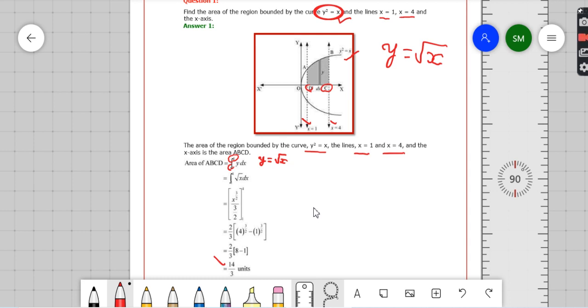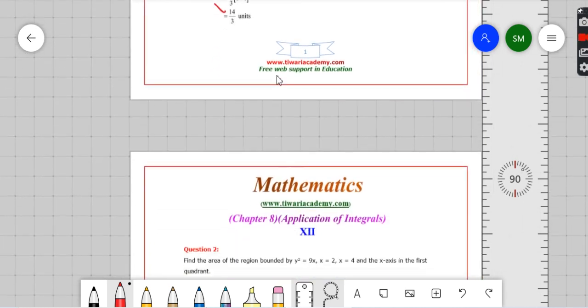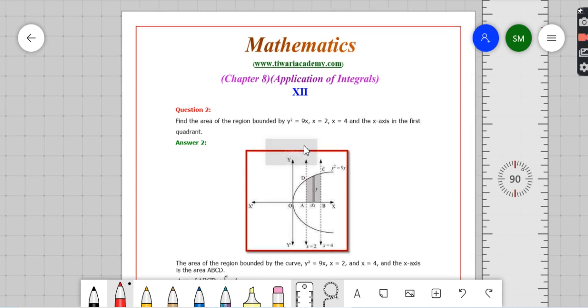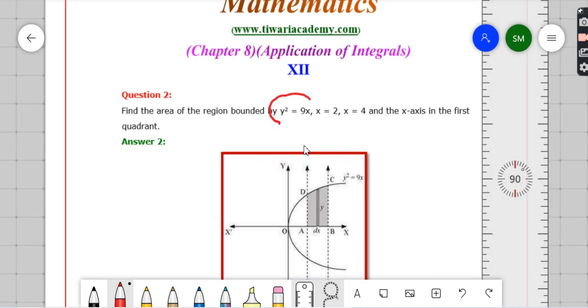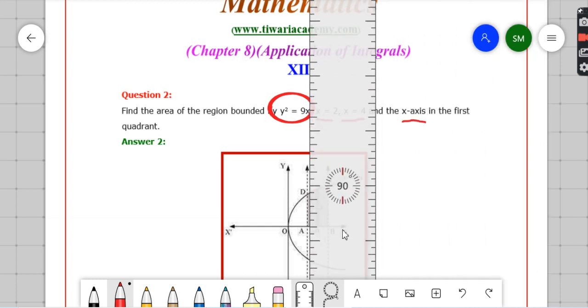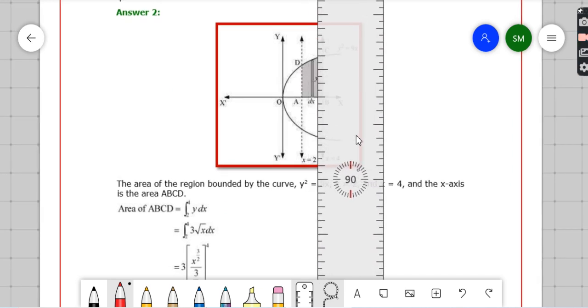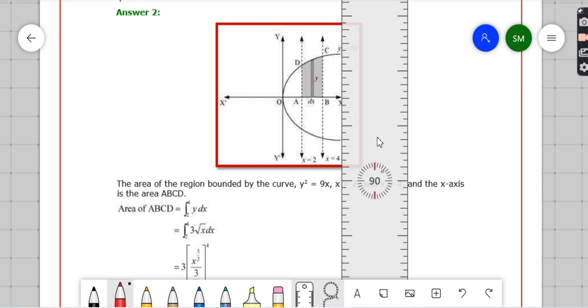Now if you observe the next question, then it is a copy of this question. Only thing is, this time parabola is given in the form of y square equal to 9x, x equal to 4 line and x axis. Alright, x equal to 2 line. This line is given once again. So once again, if you observe, x equal to 2 line and x equal to 4. These are the two vertical lines and we have to find out this shaded part. Red part I am showing you.